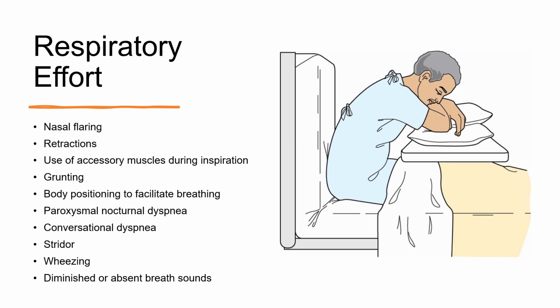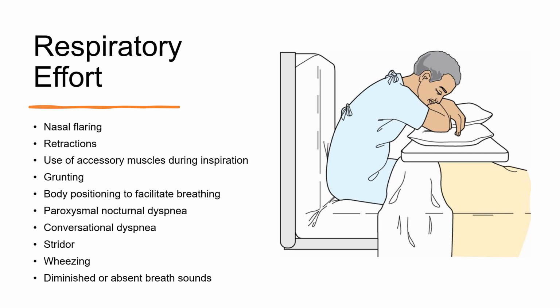Retractions. This is when you look at the chest and you can see the intercostal muscles pulling in. That's not a normal direction for them to pull. I have a video of that you can watch so you can see that. That's common in kids.